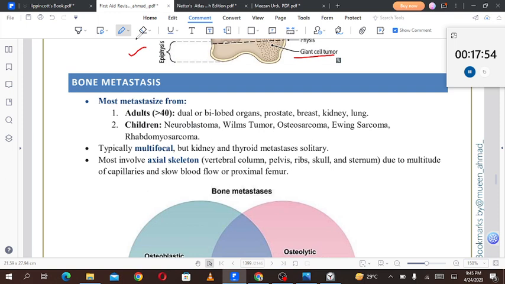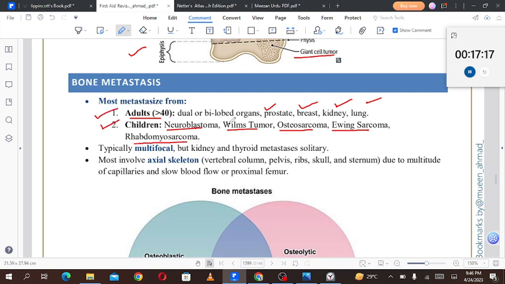Then we'll talk about bone metastasis. Most metastases that come to the bone in adults who are more than 40 can be from dual or bilobed organs, like prostate or breast or kidney or lungs. So most of the metastases are coming to the bones through these bilobed organs. But in the case of children, the bone mets are coming from neuroblastoma, Wilms tumor, osteosarcoma, Ewing sarcoma, and rhabdomyosarcomas. So for adults and children, we have different sites.